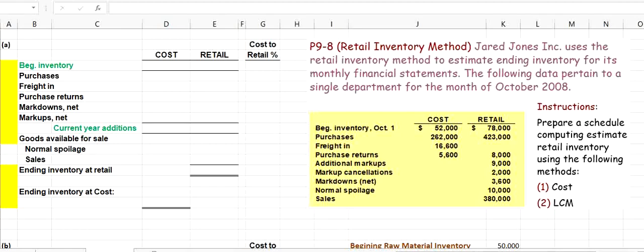Problem 9.8 is related to the fourth method of inventory valuation, the retail inventory method. In a retail inventory method, we try to develop a percentage relationship between the cost and the retail price of that product or that inventory. This method is slightly different from the relative sales value method.